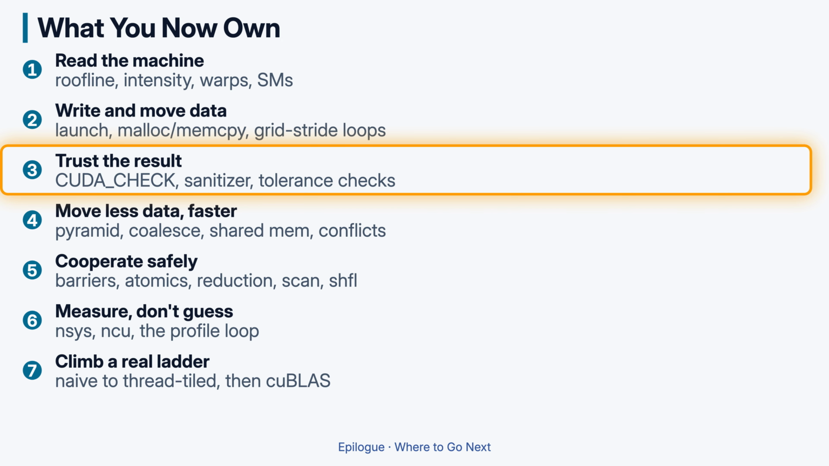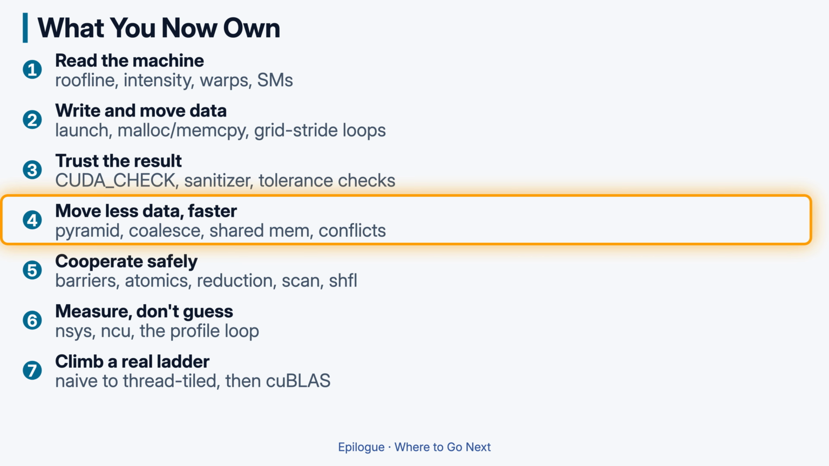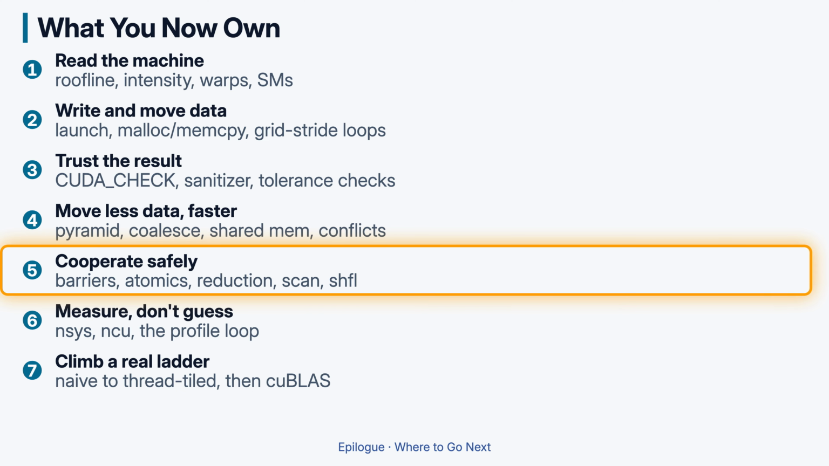3. You can trust the result, catching errors with a check macro, running the sanitizer on a buggy kernel, and verifying with a tolerance instead of exact equality. 4. You can move less data faster, the memory pyramid from registers down to global memory, shared memory, coalesced access, and bank conflicts. 5. You can cooperate safely, barriers, atomics, a correct reduction, a scan, and warp shuffles.